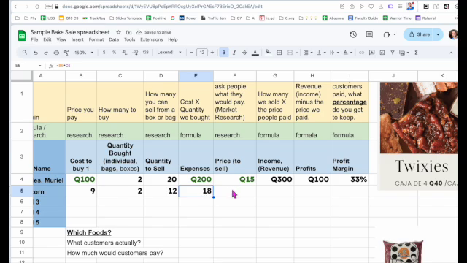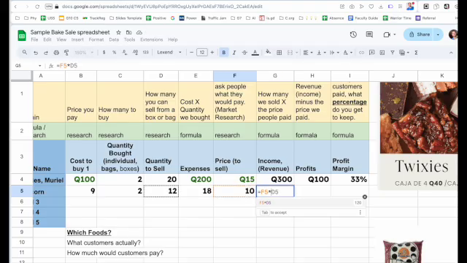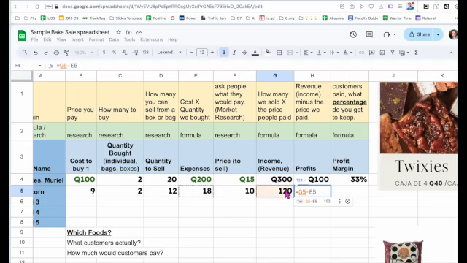The price I want to sell this bag of popcorn is a nice low price of 10Q. It'll be one of my cheapest items. That means if I sell it for 10Q, I'm multiplying 10Q times 12 bags of popcorn sold for 120Q. That means my profits are going to be very big. It's going to be the income, 120, minus the expenses. So out of my 120, I get to keep 102.